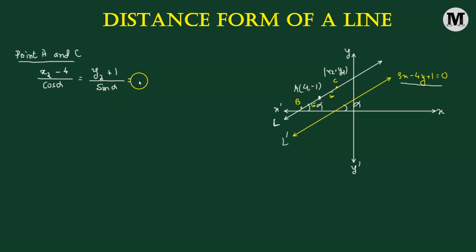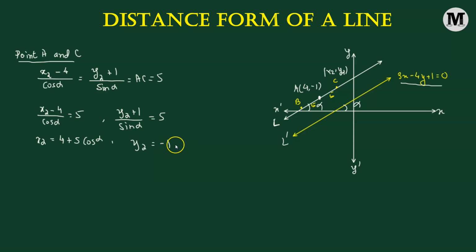And that is going to be equal to the distance between the 2 points A and C, which is given as 5 units. So here we have x2 minus 4 divided by cosine of angle alpha equals 5, and y2 plus 1 whole divided by sine of angle alpha equals 5 as well. So x2 is going to be given by 4 added to 5 times cosine of angle alpha, and y2 is going to be -1 added to 5 times sine of angle alpha.